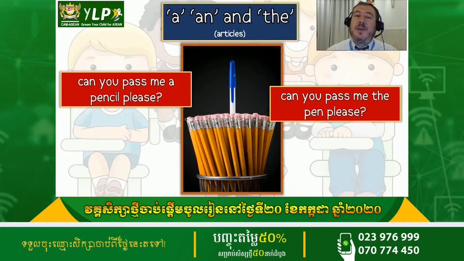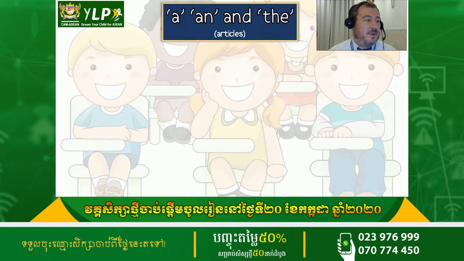Because there's only one pen, so we know which pen we're talking about. And if we know which thing or noun we're talking about, then we always use the. Can you pass me the pen, please? Because there's only one pen, so we know which pen we're talking about.